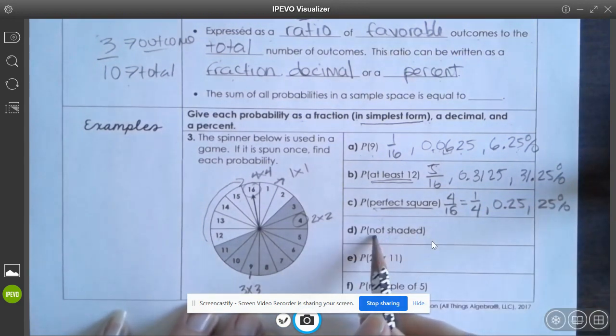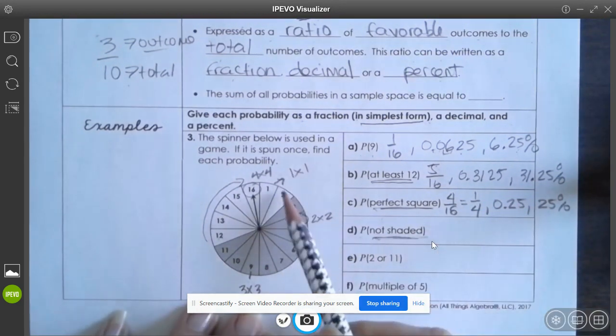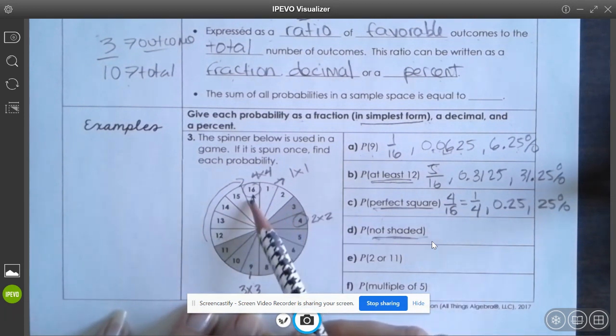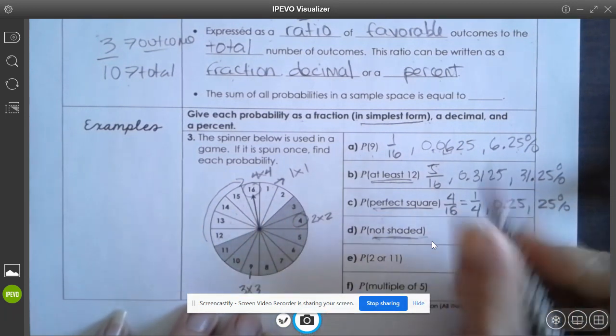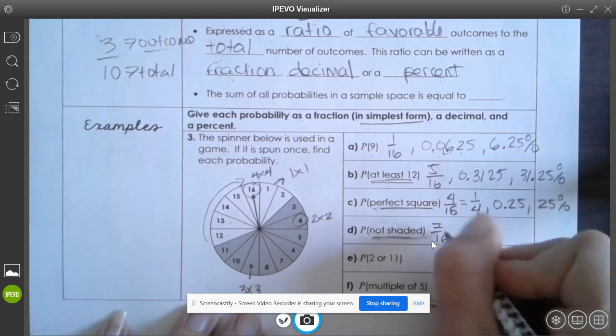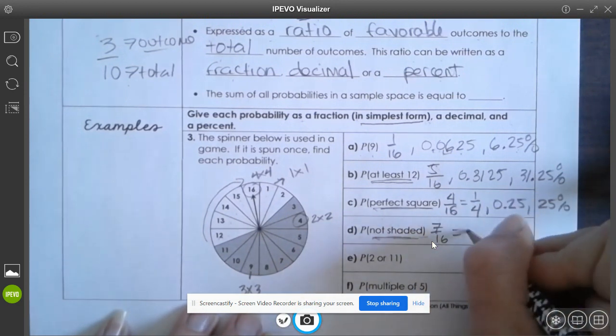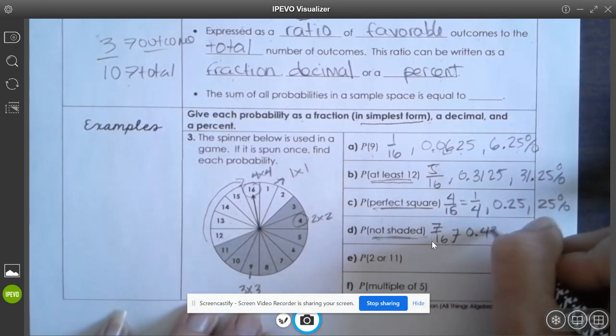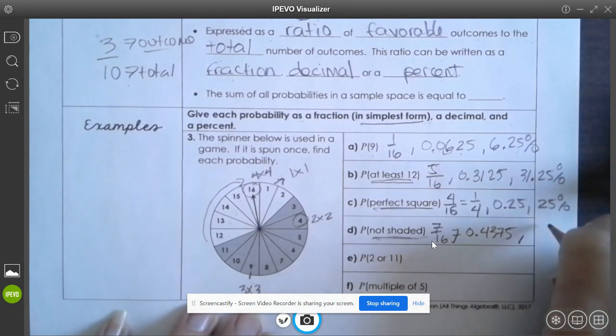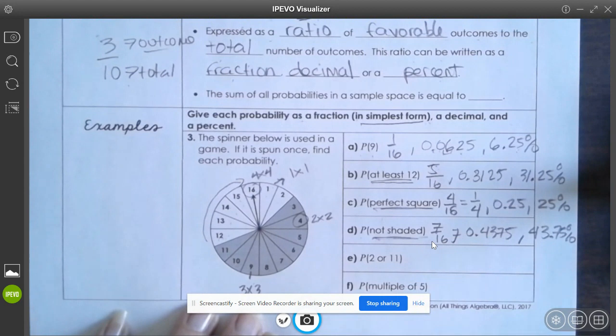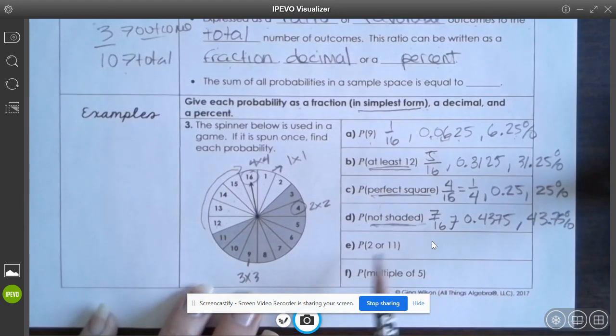All right, what's the probability that you get a number that's not shaded? So count them. So 1, 2, 3, 4, 5, 6, 7. So that's 7 over 16. 7 is a prime number, so we can't divide that. And our decimal is 0.4375, which is the same thing as 43.75%.